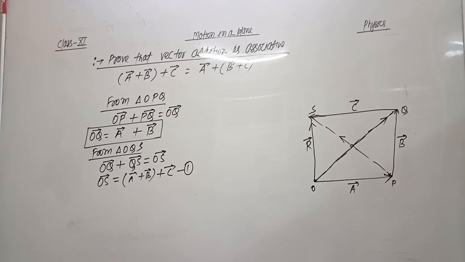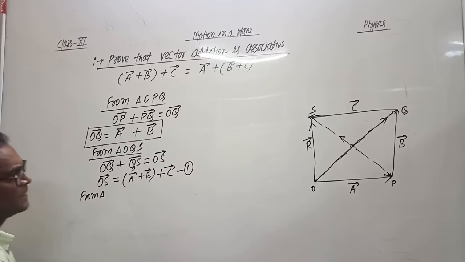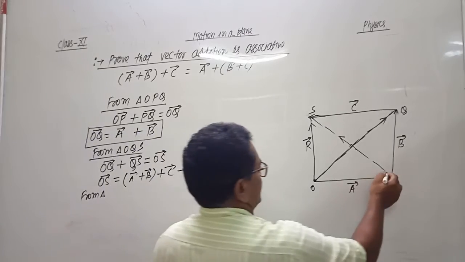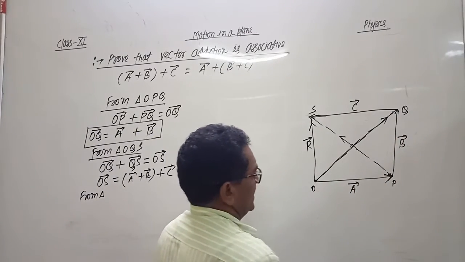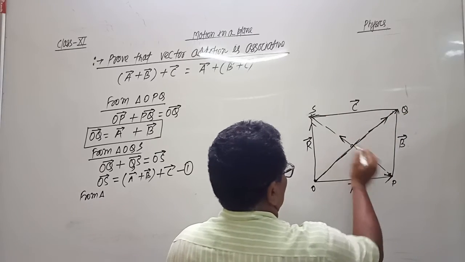Now from triangle PQS, we can write PQ plus QS equals PS.